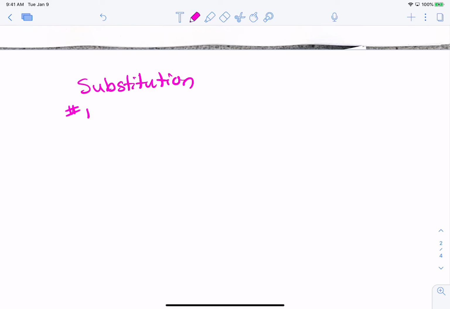Okay, will you read me 16? Somebody who's got their book out. What page is that? Page 47. A minus 3B equals negative 22. And then 4A plus 2B equals negative 4.